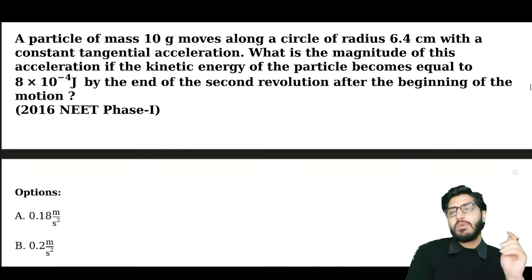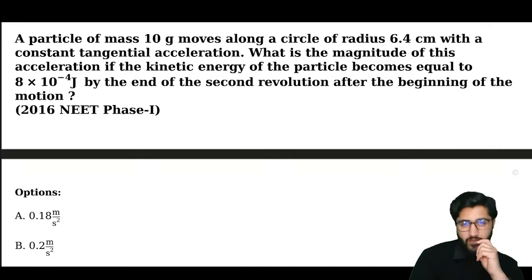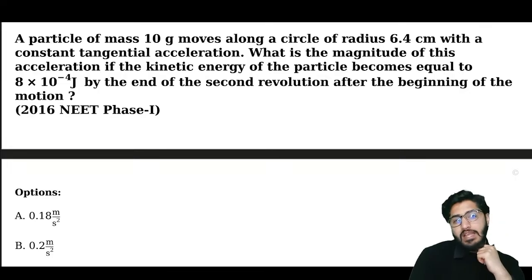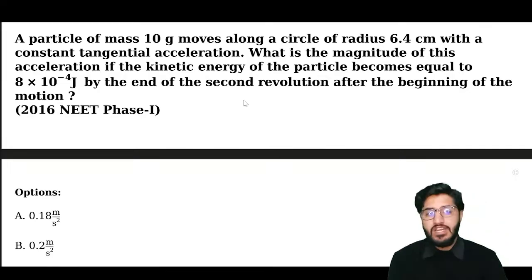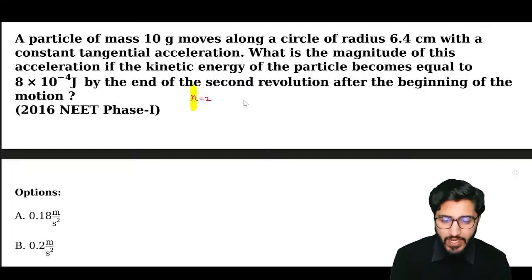The particle of mass 10 gram moves along a circle of radius 6.4 centimeter with a constant tangential acceleration. What is the magnitude of this acceleration if the kinetic energy of the particle becomes equal to 8 into 10 to the power minus 4 joule by the end of second revolution? That means n is equal to 2, no? Second is n equals to 2. Okay, how can we get it?